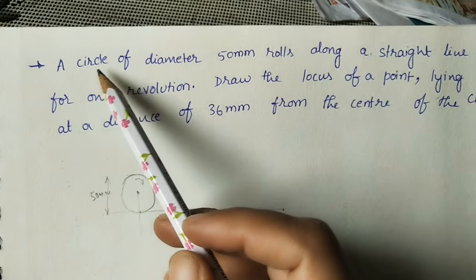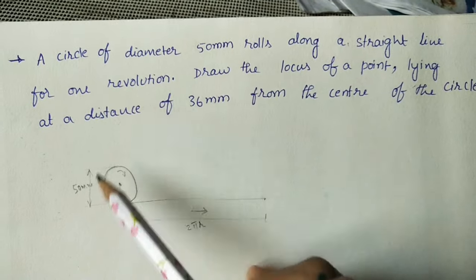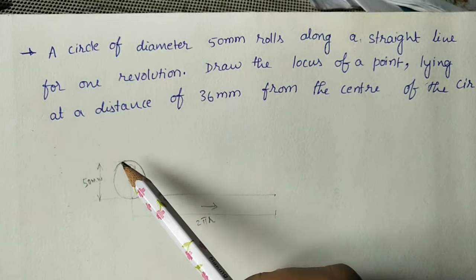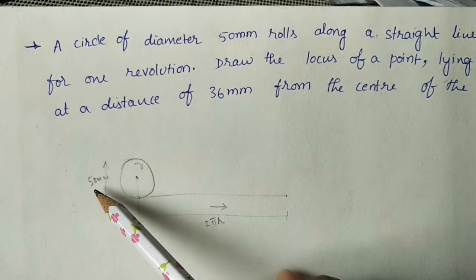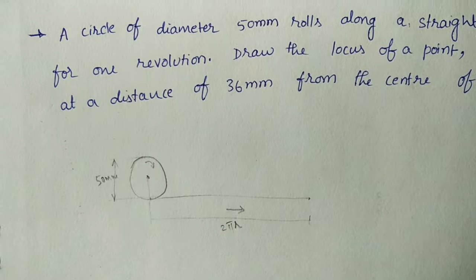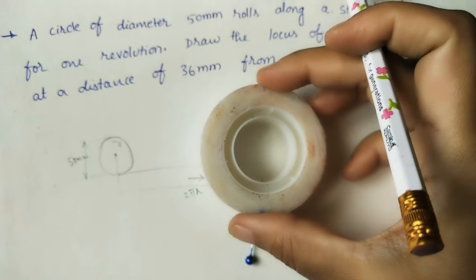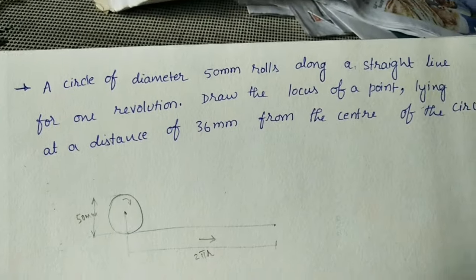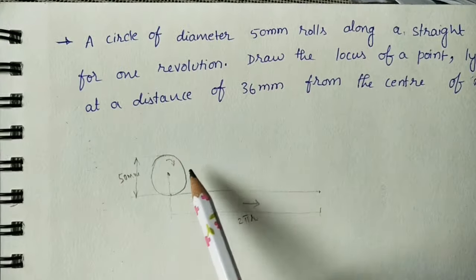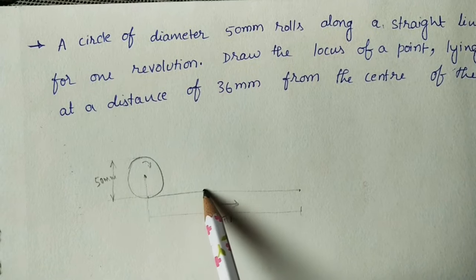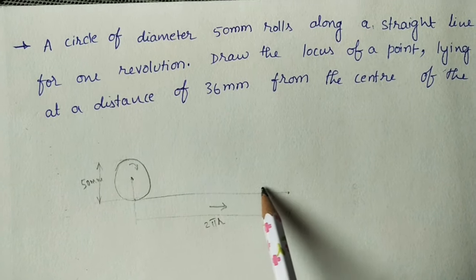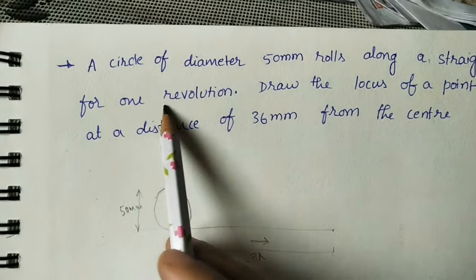Here, take the given data. A circle of diameter 50 mm. So I took here roughly one circle. The diameter is from this point to this point, 5 cm or 50 mm. Practically, this is a circle whose diameter is 5 cm. It rolls along a straight line. So this circle is rolling along this straight line, moving on the horizontal path for one revolution.